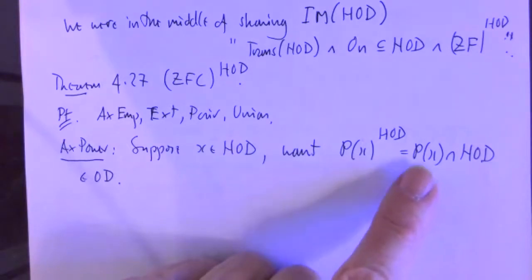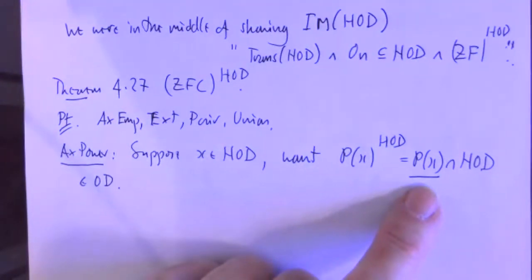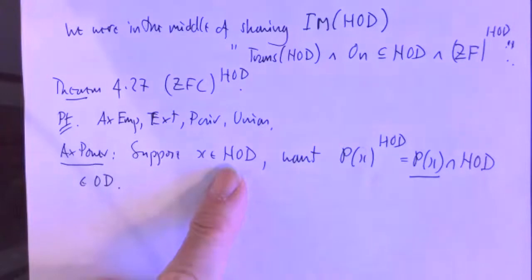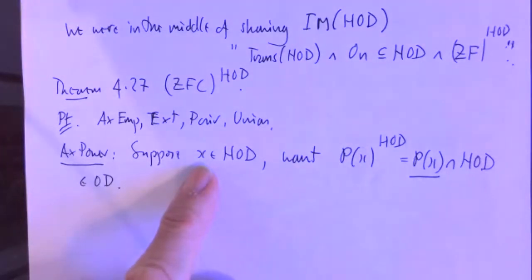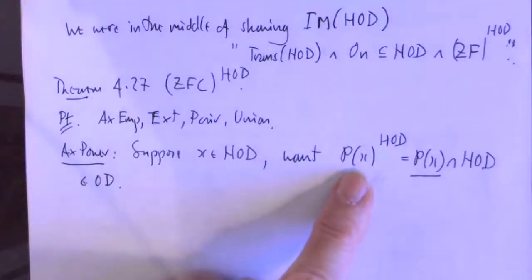So all the members of this set here, these are subsets of X. And if X is a member of HOD, HOD is transitive, so it's a subset of HOD. So all of its elements are members of HOD. So all of its subsets are members of HOD that are in here. So if HOD thinks that something is a subset of X, it's got all of those elements in that subset in there.